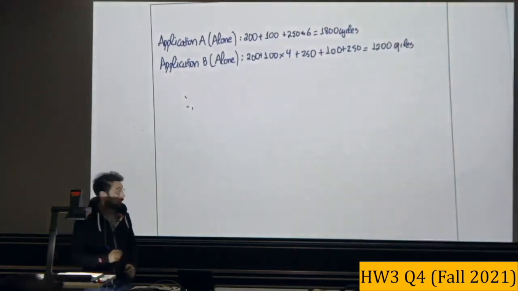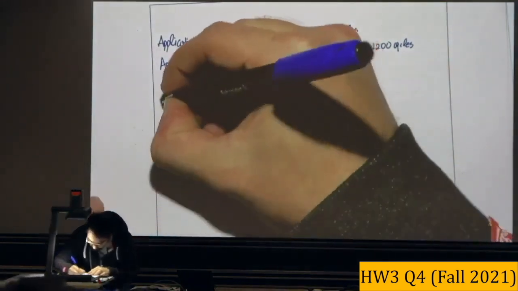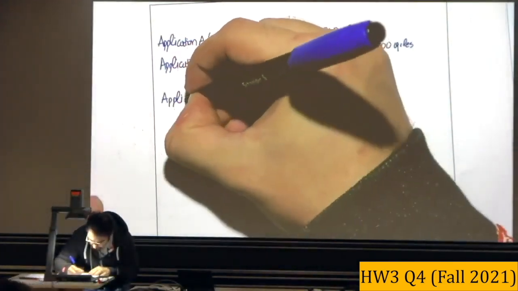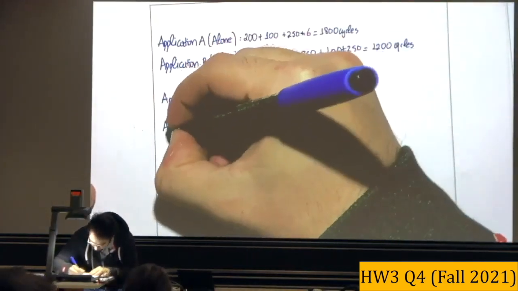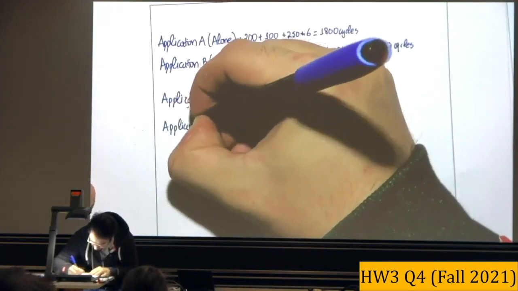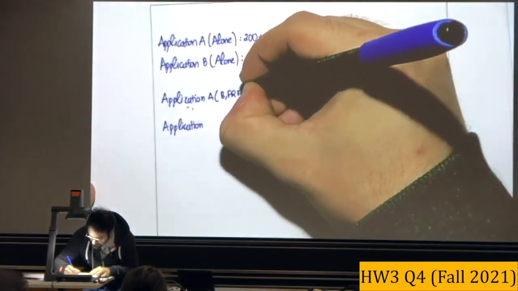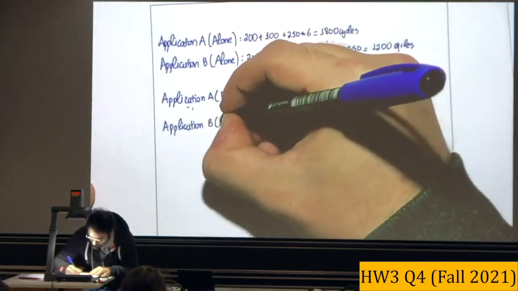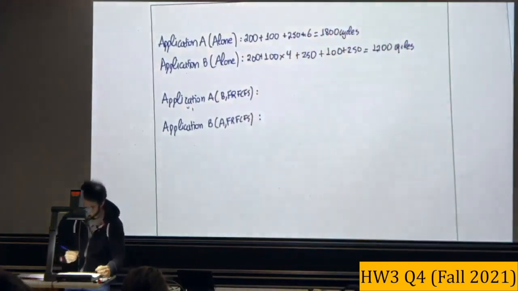Okay. Right now, we also need to count the memory latency of application A when we run it with B, and the memory latency of B when we run it with A, right? So let's calculate first. Actually, we will calculate them both at the same time. So it's application A when you run it with B and FR-FCFS, and application B when you run it with A with FR-FCFS. So in this case, let's see more in detail this one.